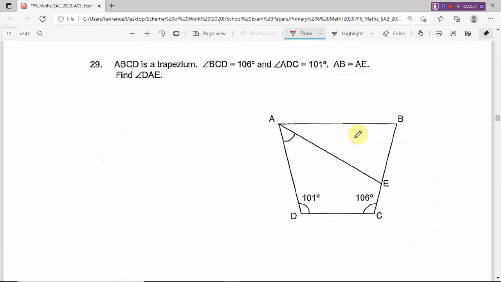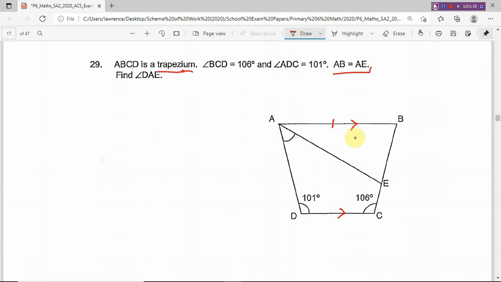Question 29. Read the question again. Before you tackle the question, you must do something first. A trapezium has 2 lines that are parallel, so put the arrowheads there. Look for Z, and look for a very important property, which you will see later. Otherwise, it will be hard to solve the hard problems. And then put the question. Oh, there's one more thing here: AB is equal to AE.